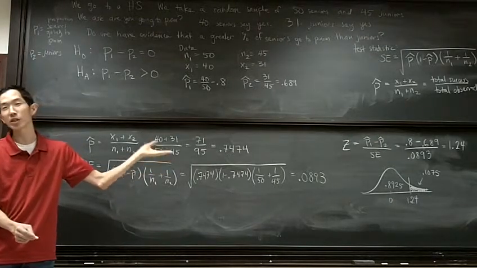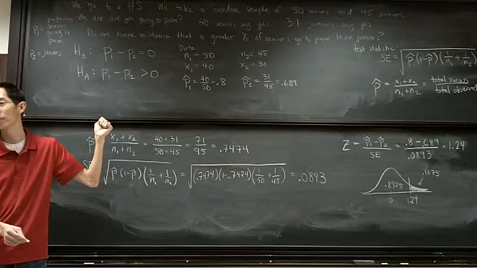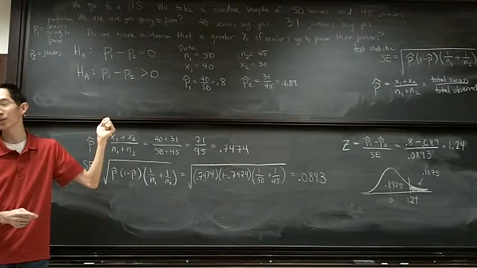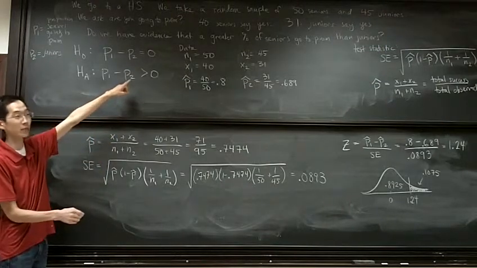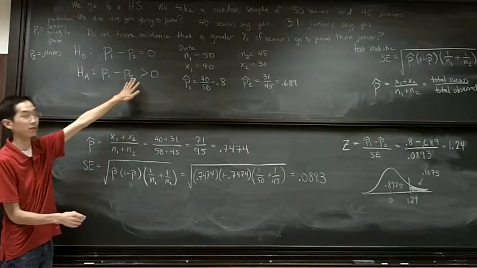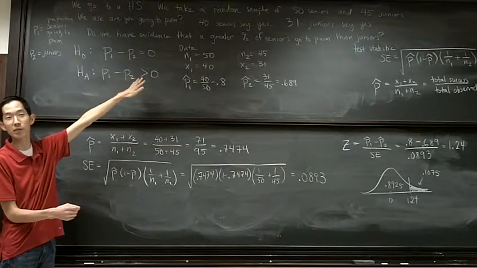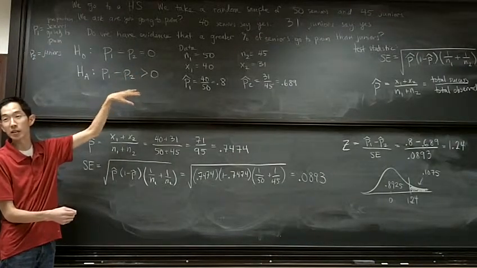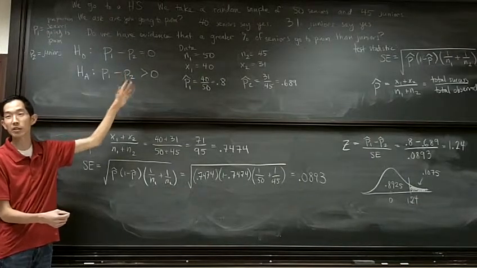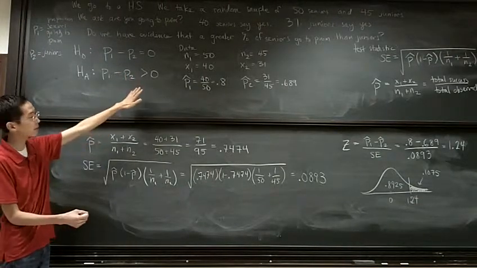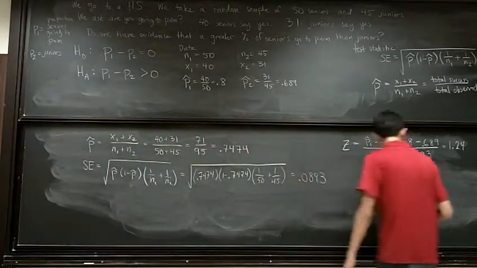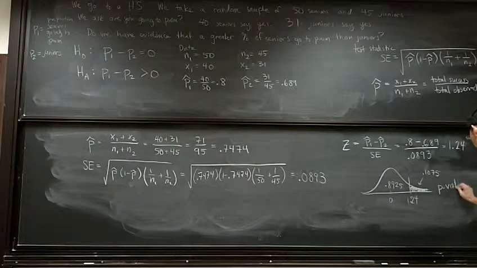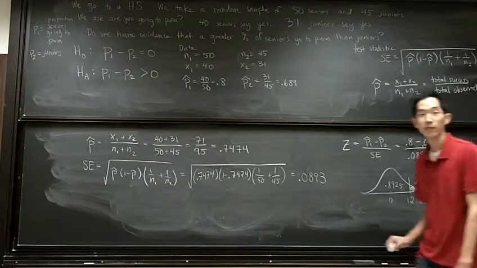Do I leave it as is or do I double it to get my p-value? Double. What is the rule? To decide whether we leave it as is or double it, we look at our alternative hypothesis. If the alternative hypothesis has a not equal sign, I double it. If it has a greater than or a less than sign, I leave it. So in this case, what am I going to do? I'm going to leave it. So my p-value is equal to 0.1075.